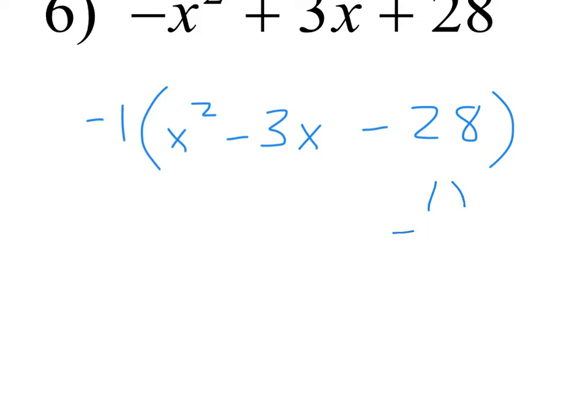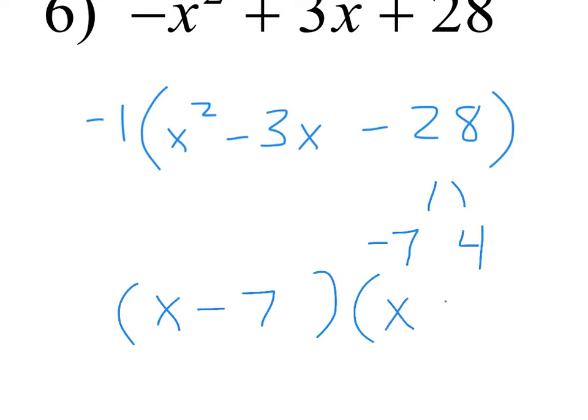7 and 4. But one is negative, so negative 7 and 4. Perfect. So now what do we do? X minus 7, x plus 4. What did I forget? The negative 1 out front. Can't forget about that negative 1.